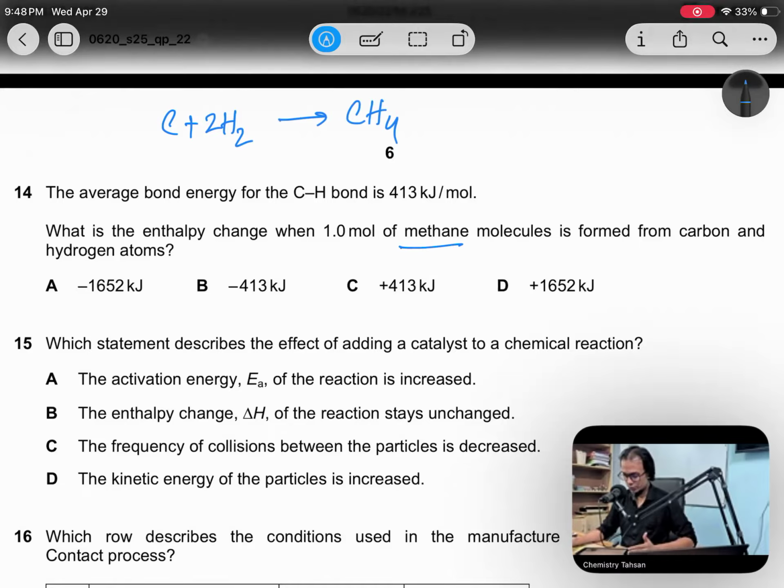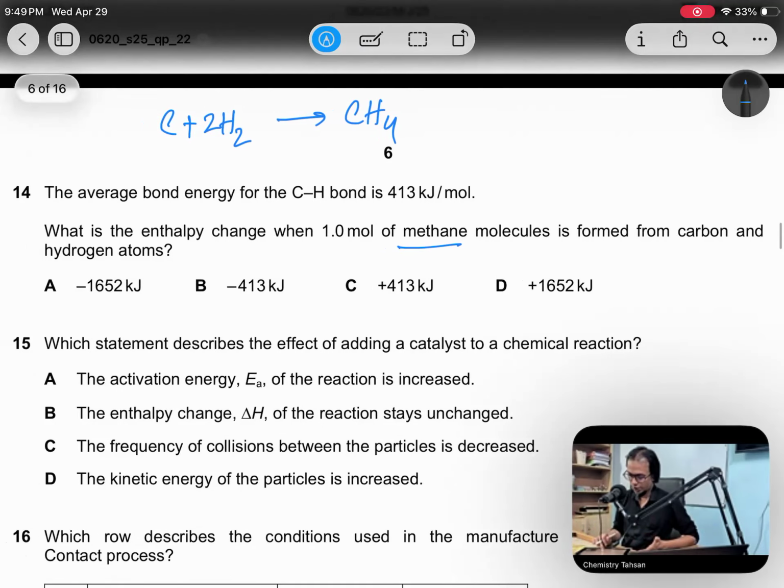So you see, we know breaking bond needs energy and making bond releases energy, right? So you see, you have CH bond 413, right? So the enthalpy change for carbon should be 0. Now, what is the enthalpy change when 1 mole of methane molecules is formed from carbon and hydrogen atoms? So you have carbon and hydrogen. Oh, they said atoms. So that's what I was looking for.